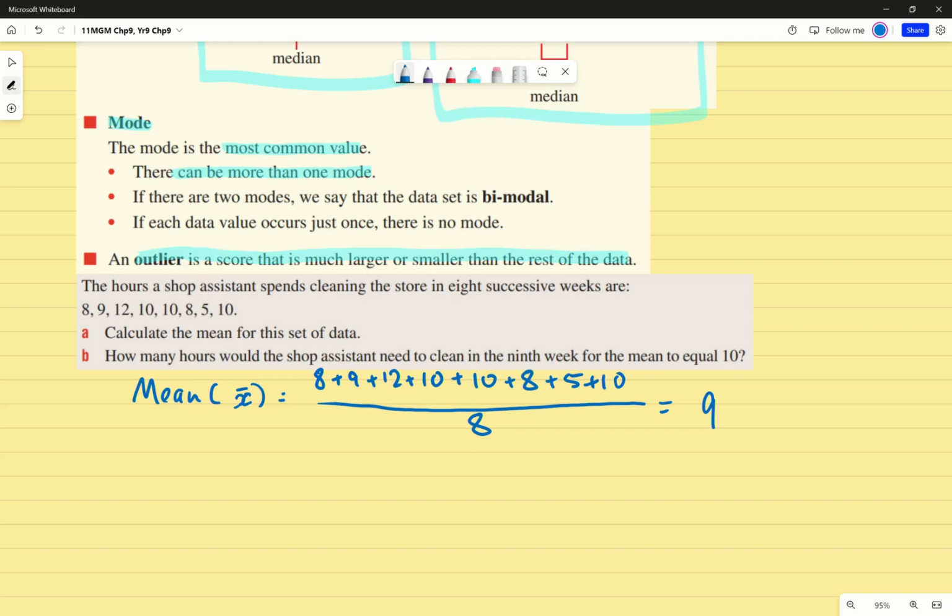I always double check, just in case you're missing a data point, right? Does 9 look about the middle for our data? Yeah, it does, so I'm happy to leave it there. If I'm looking for the median, right?